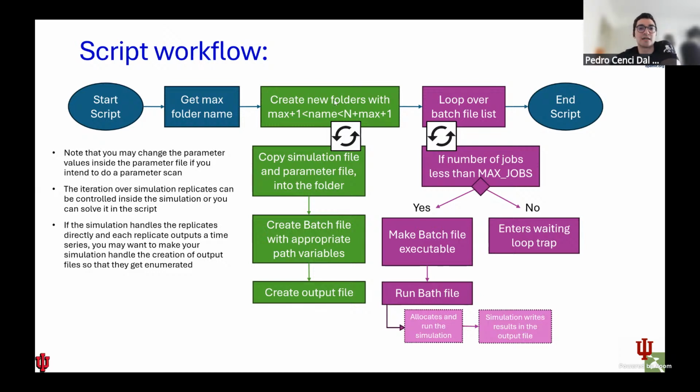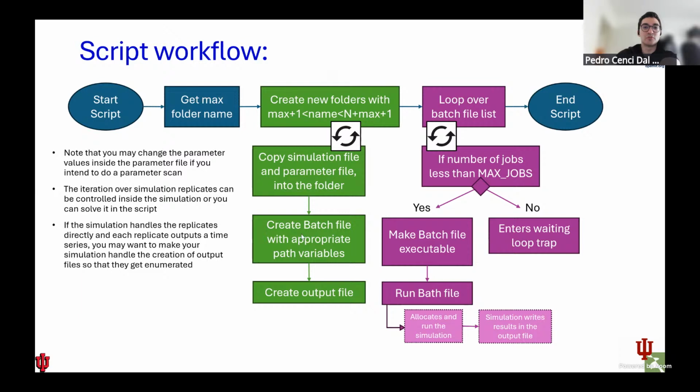And then inside each one of these folders, you create a batch file with appropriate path variables. So each of these batch files needs a path to the simulation file and a path to the output file, and all of that has to be appropriately edited inside each of these batch files. Finally, you create your output file or output folder. Okay, next.